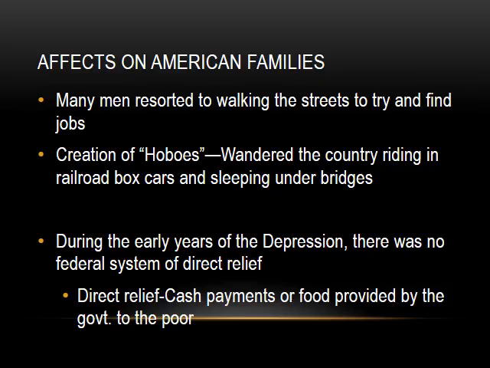The Great Depression greatly affected American families. Many men resorted to walking the streets to try to find jobs. Many men also left their families because they were embarrassed that they could not provide for their children and wives. This led to the creation of hobos, or people who wandered the country riding in railroad boxcars and sleeping under bridges. During the early years of the Depression, there was no federal system of direct relief, or cash payments or food provided by the government to the poor like we have today. This is known as welfare.